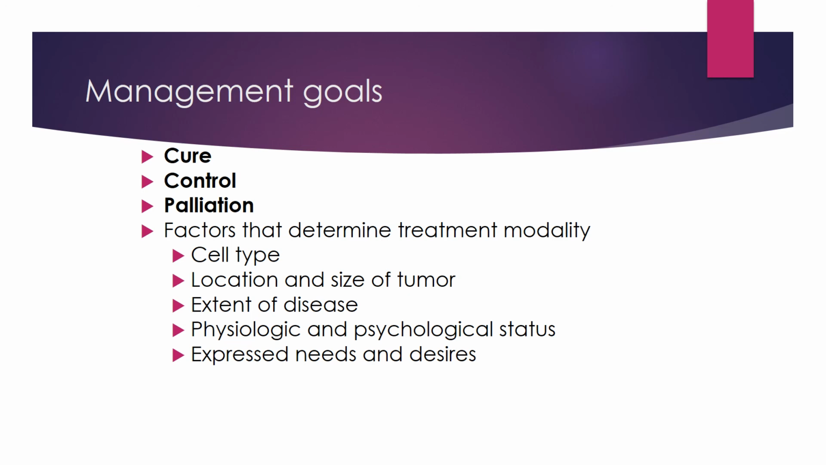So treatment and how they decide what to do is dependent upon the cell type, the size and location of the tumor, the extent of the disease, meaning is there metastasis, the physical and psychological status of the patient, and then taking into consideration the patient's expressed needs and desires as far as treatment goes. Treatment therapy used for cancer focuses on surgery, radiation, chemo, and biological and targeted therapies, and that's what we're going to talk about next.